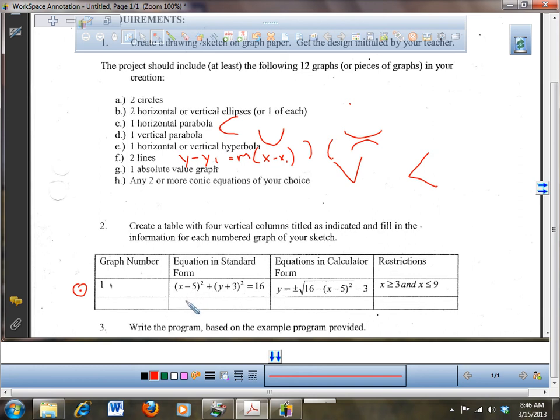I thought you can just look at an equation and know it like that. Well, I can, but it's a little more work for me.